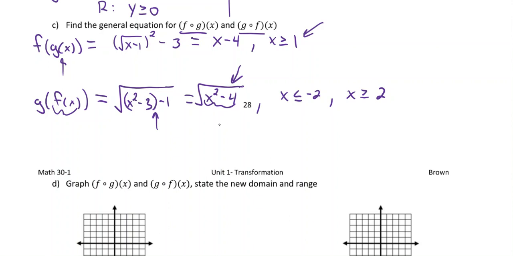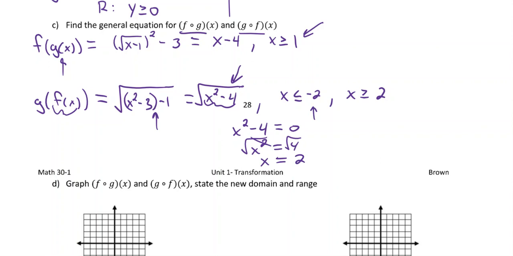Or we could do the same little trick where I could say, okay, x squared minus 4 has to be what? It has to be greater than or equal to 0. I'm just going to say equal to 0 for now, just so I can figure out where my numbers are. So let's do a little algebra. We're going to have x squared is equal to 4. And then I'm going to take the square root of both sides. So we get x is equal to 2.